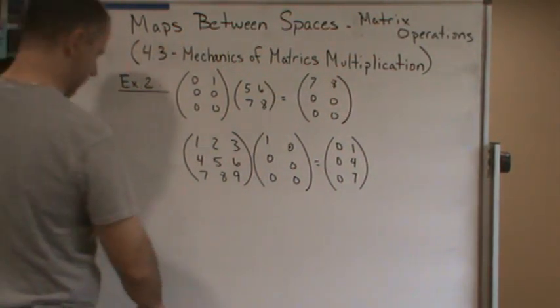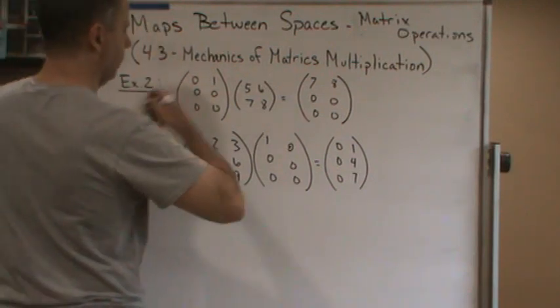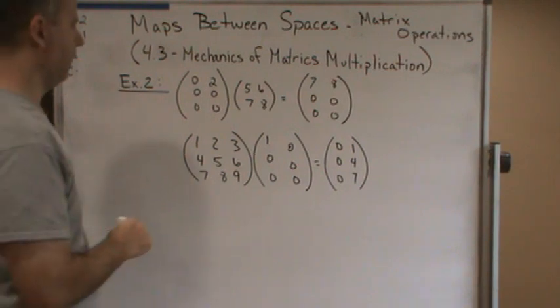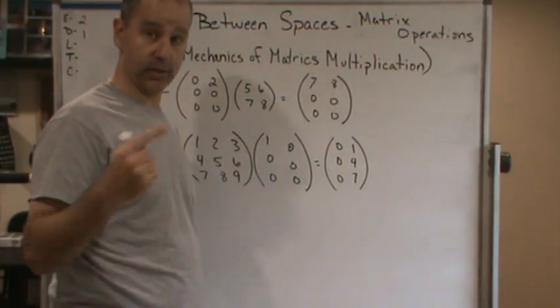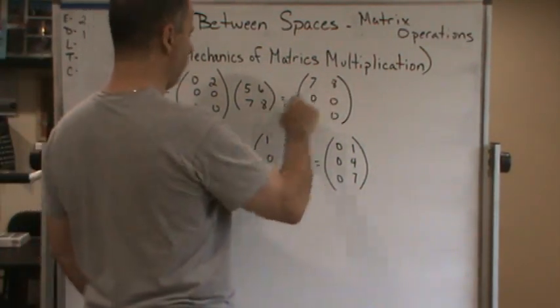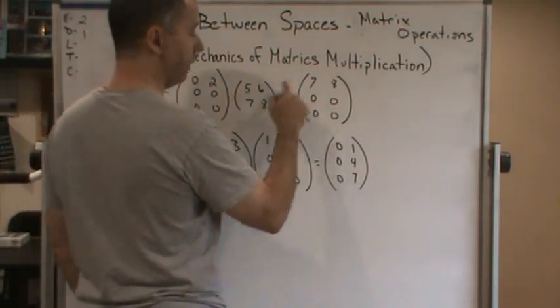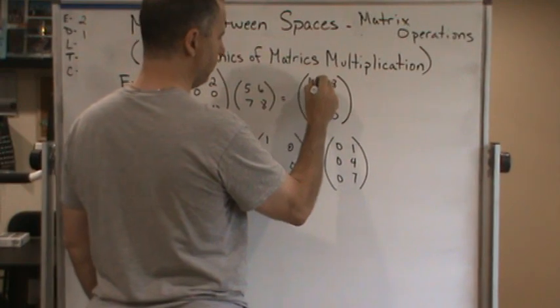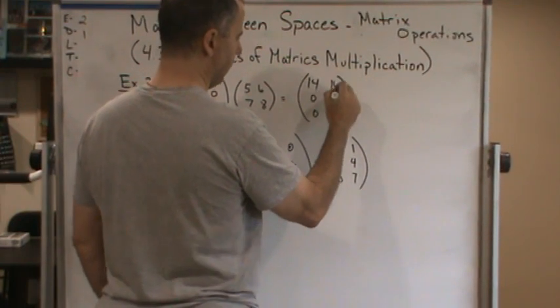Now, what if I make this a 2? What's going to happen? Well, we already know what the matrix unit does. It just repeats. Well, what if I make that a 2? Then, from previous discussions, it's just going to double these. So this will be 14, and that'll be 16.